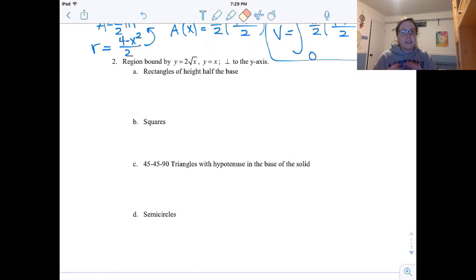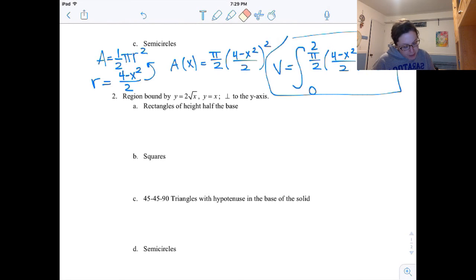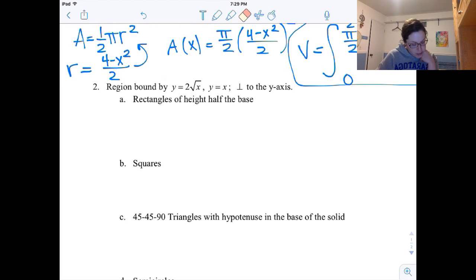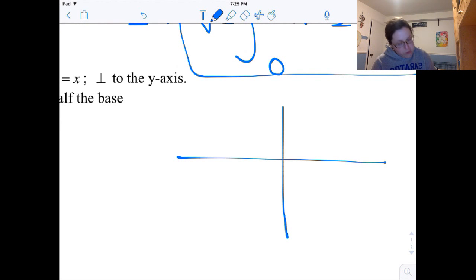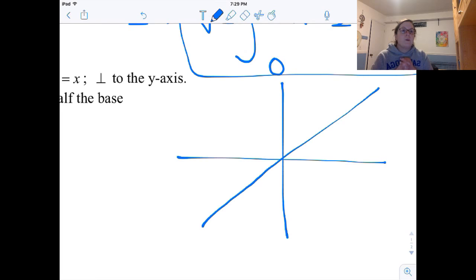We're going to do one more of these, and then we'll go into washers and discs, because I know that's where most of our questions have been. So let's do this one. The region is bounded by y equals 2 radical x and y equals x, and we want to go perpendicular to the y-axis now. First, let's draw this region. Y equals 2 radical x is a radical function, and there's y equals x. The 2 will make it taller, so it's going to look like that.